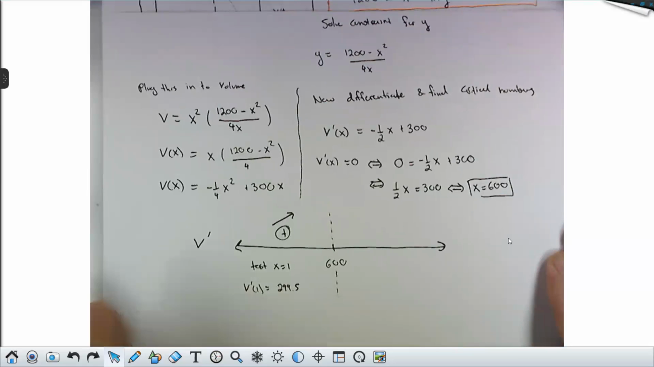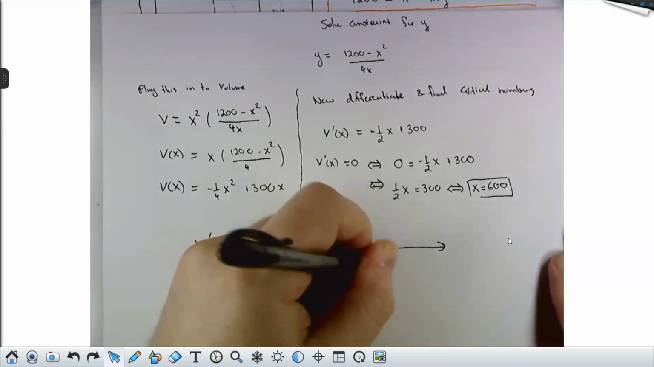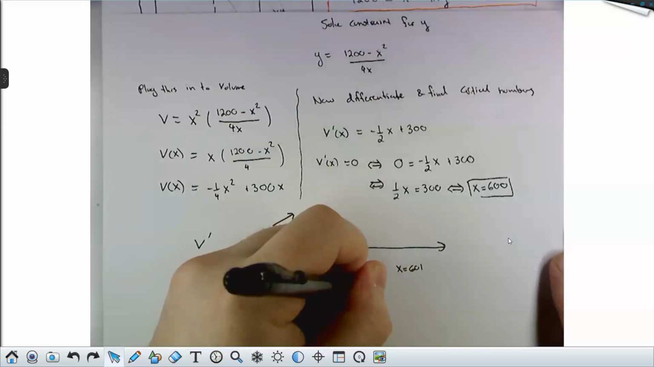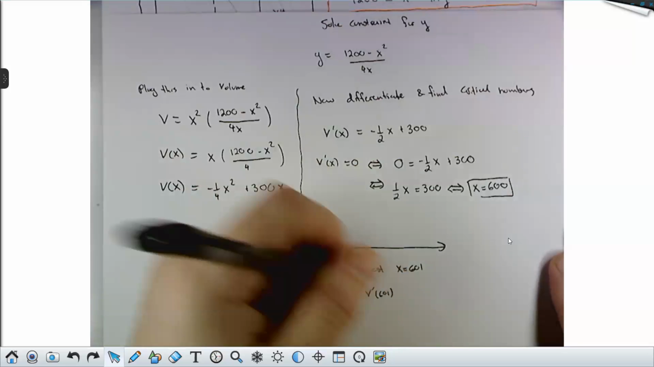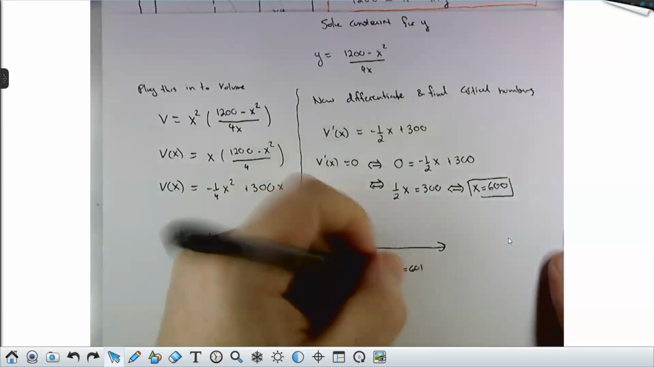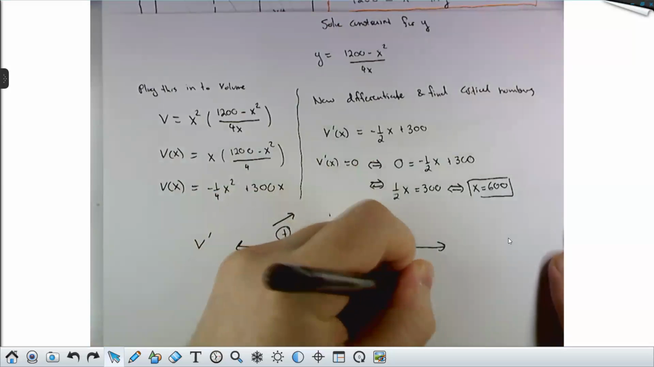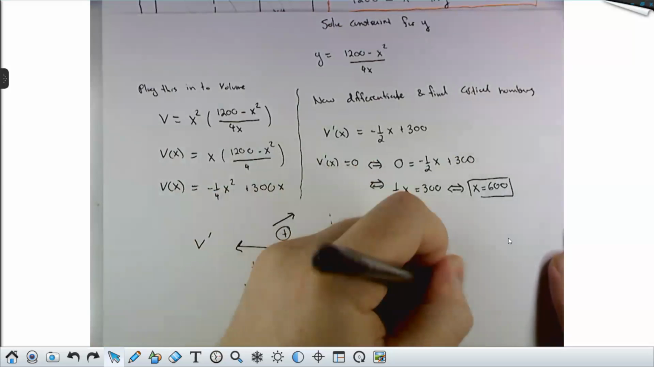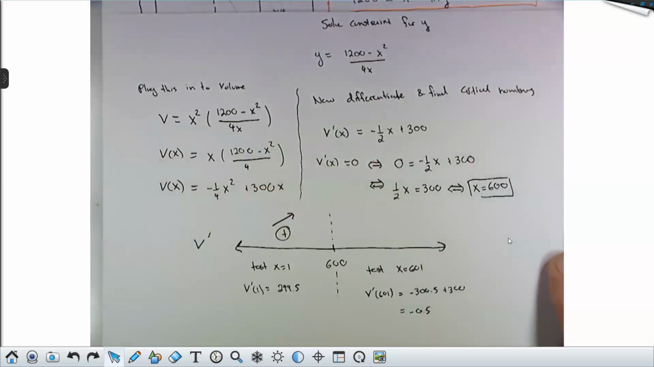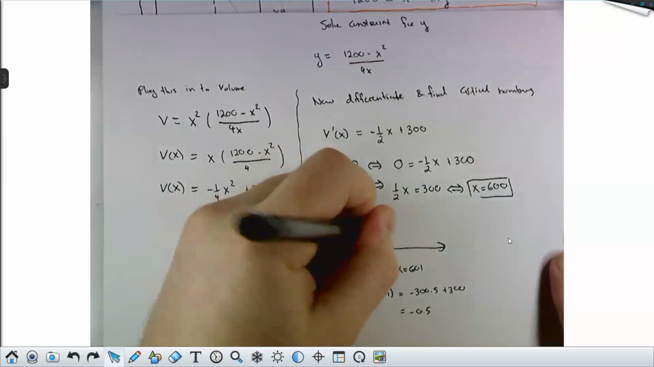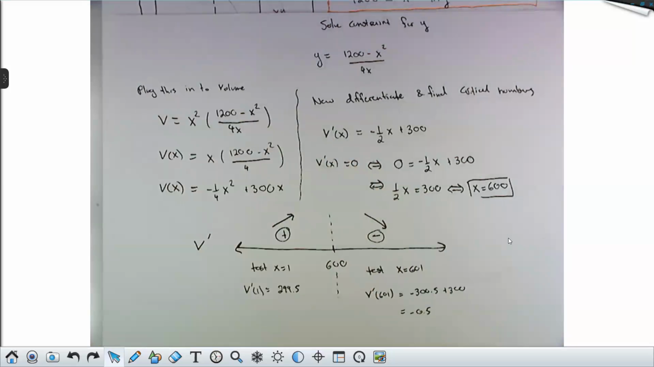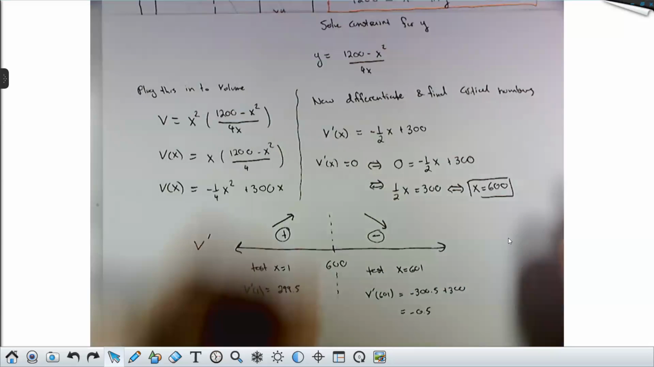But then as soon as x gets bigger than 600, let's test x equals 601. V prime of 601 would be -1/2 times 601. That's 300.5, or sorry, -300.5 plus 300, which is -0.5, -1/2. So that's negative, and that means my volume starts decreasing. 600 is an absolute max.